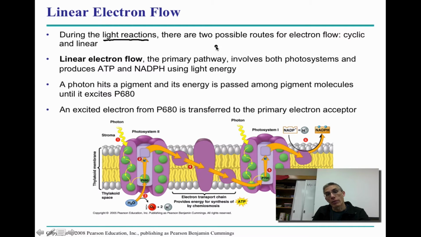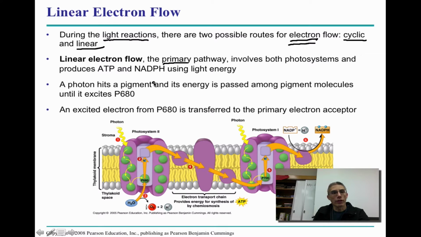Now, before we talk about the Calvin cycle, as I said, we need to get into some details of the light reactions. There are two possible routes when it comes to electron flow in the light reactions. One of them is called cyclic, and the other is called linear. We're going to emphasize the linear electron flow the most in this discussion, but we will briefly talk about cyclic electron flow at the very end of our discussion on linear electron flow.